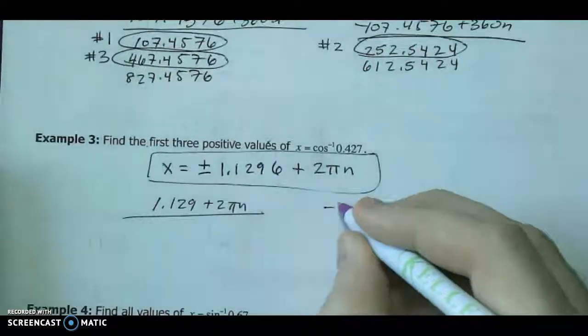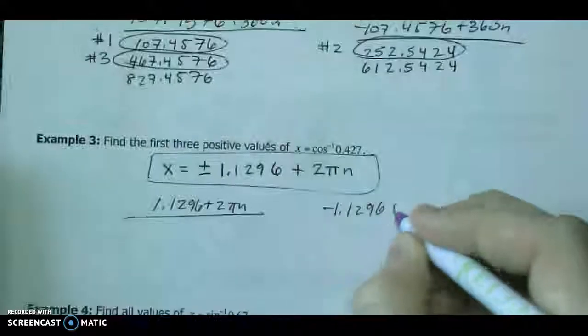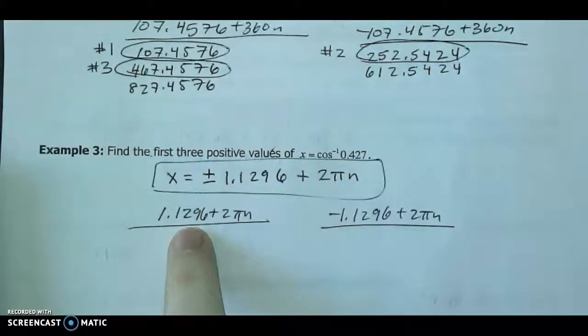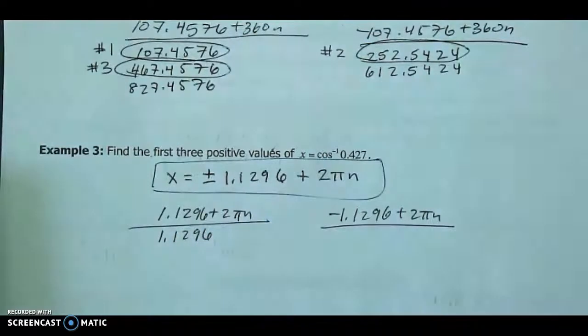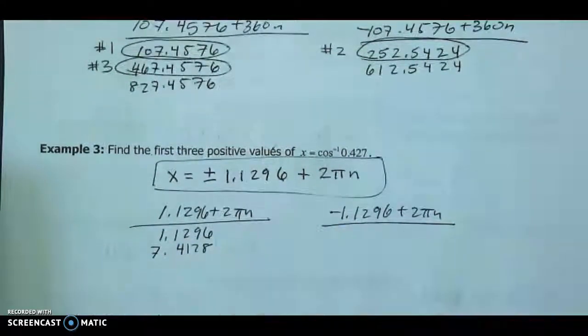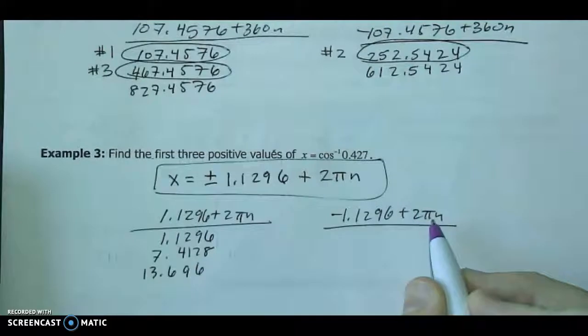And then I'm going to take negative 1.1296 and add 2 pi to those. If I subtract 2 pi, it'll be negative, so I don't want to do that. If I leave it alone, it's already positive, so leave it alone. If I add 2 pi, I get 7.4128. If I add 2 pi again, I get 13.696. Over here, if I subtract, it'll be negative.